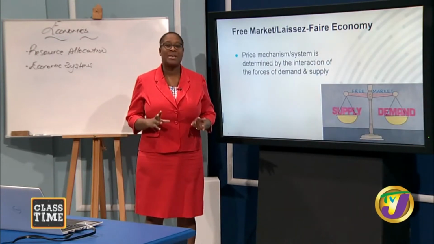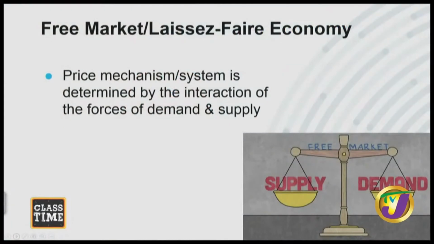Now, the pricing mechanism, or how pricing is determined under this market, is through the interaction of the forces of demand and supply. So the consumers will drive the demand, what it is that they want, what kind of goods and services they need. And of course, the producers will do their utmost best to supply that demand. And that is for a later topic when we look at the whole interaction of demand and supply and how prices are determined in the market.